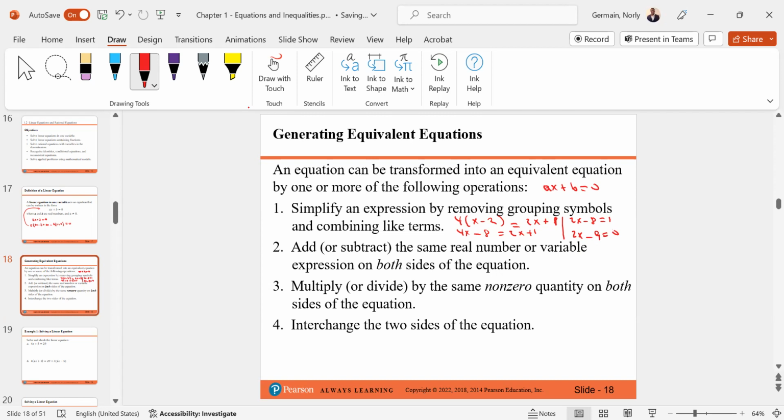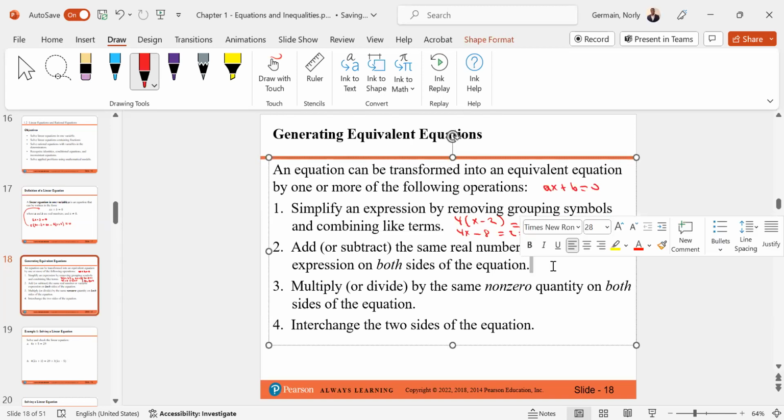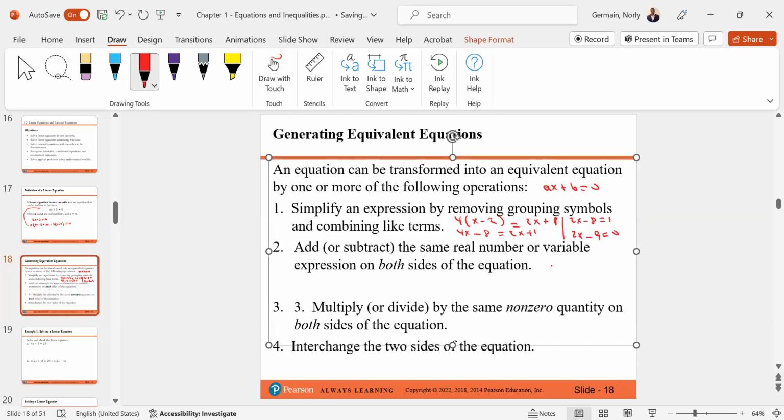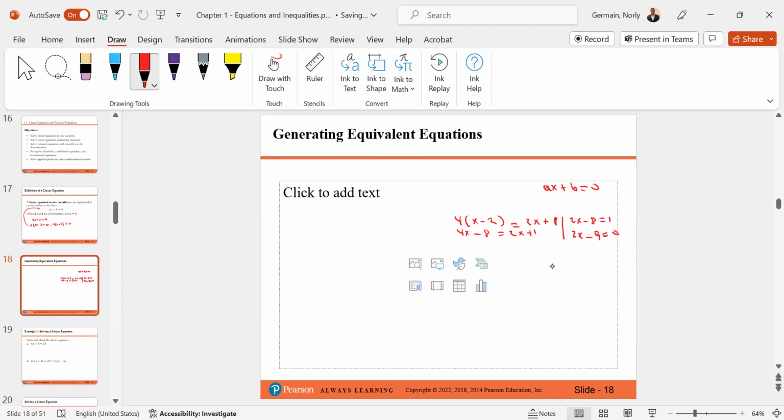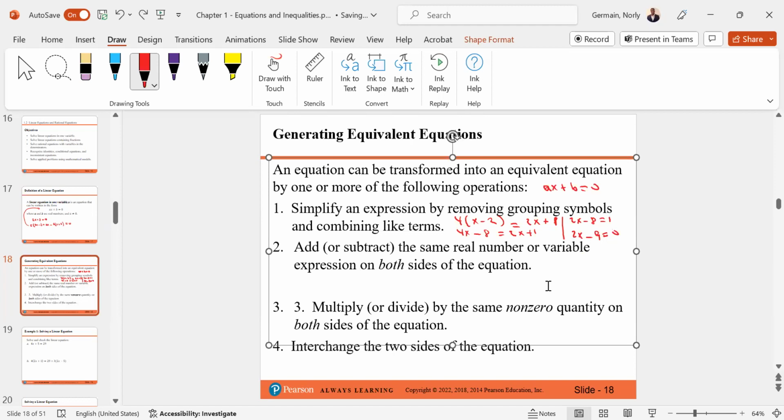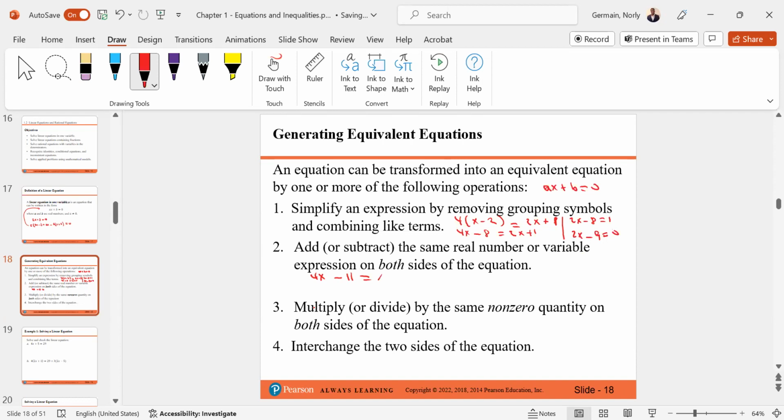you can still simplify. And remember, we can add or subtract real numbers from both sides. So if I add or subtract from both sides, for example, that's what I just did. If I have 4x minus 11 equal to x plus 2, first of all, I can subtract x from both sides.